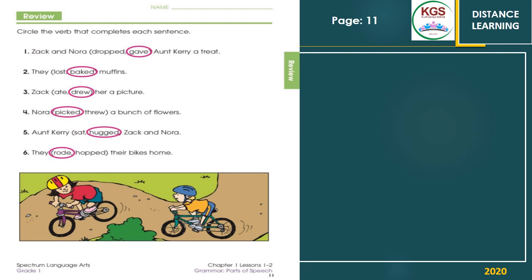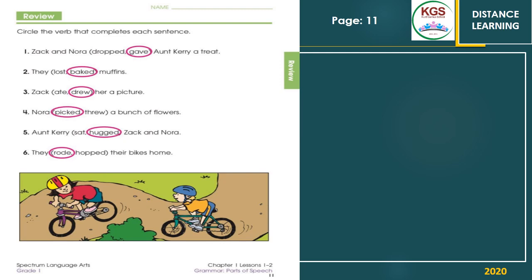Number 3. Zach ate or drew her a picture. Do we eat pictures? No, we cannot eat pictures. We have to draw pictures, not eat them. Okay? Zach drew her a picture. So for number 3, we say drew. Circle the verb drew.